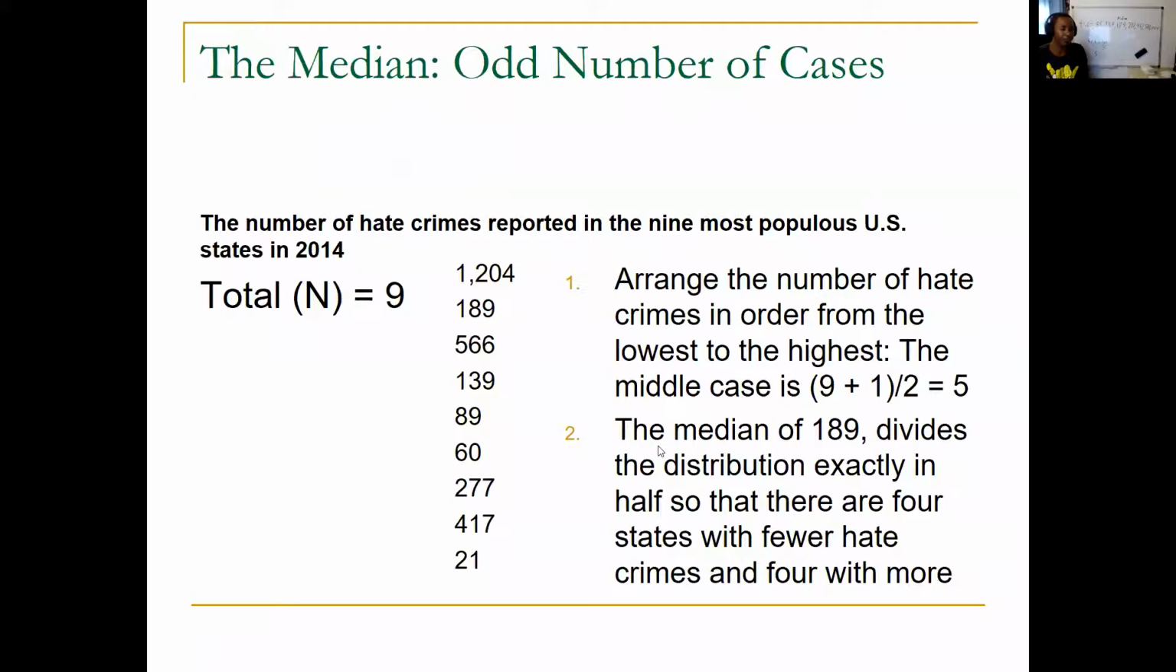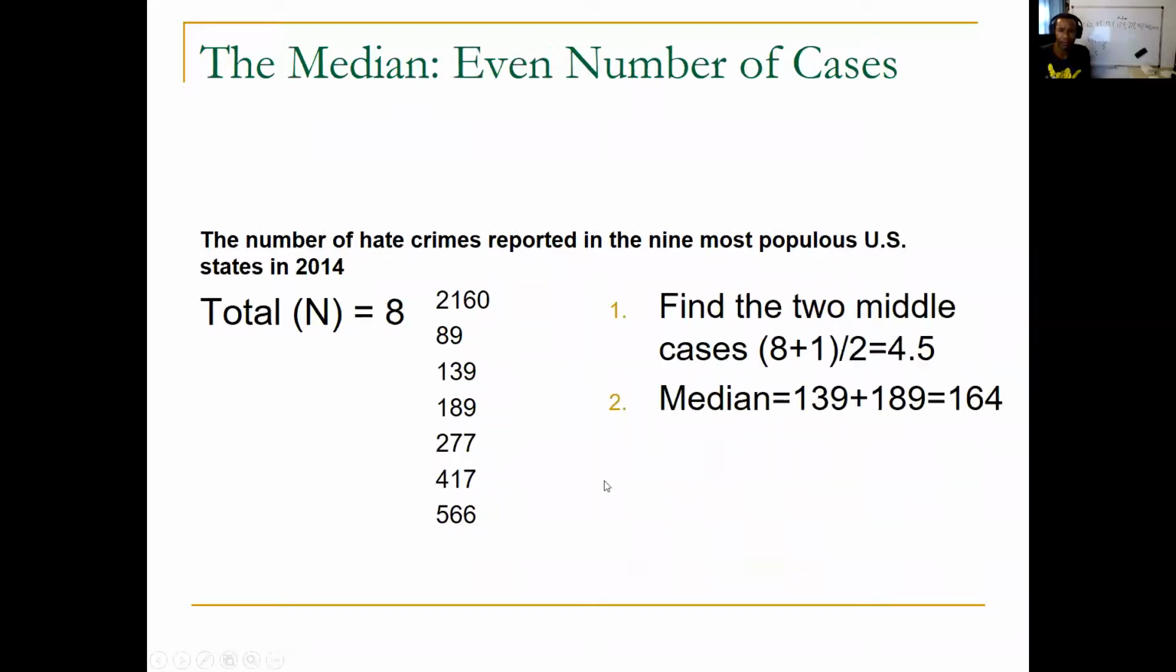Now, it just so happened that we landed on a 5, okay, because we had an odd number as our n. So when we added 1 to it, we got an even number, divided by 2, and we had a straight 5, which made it easy. But what happens if you have an 8? Let's just say we have an n of 8. So these are the exact same scores, except the only difference here is that 21 is missing. Okay.